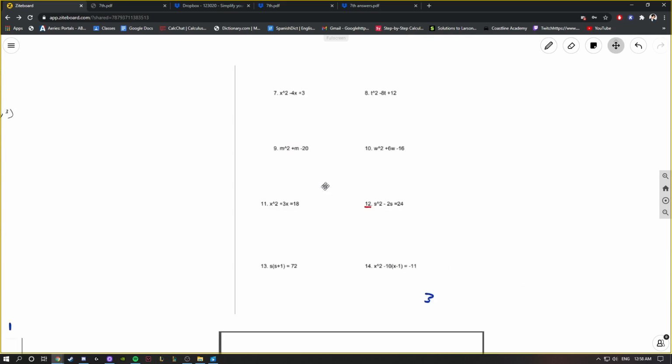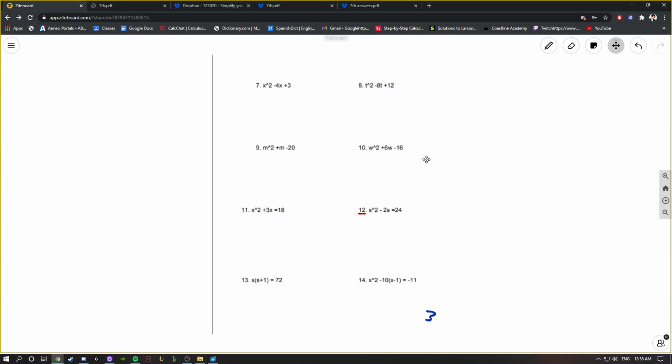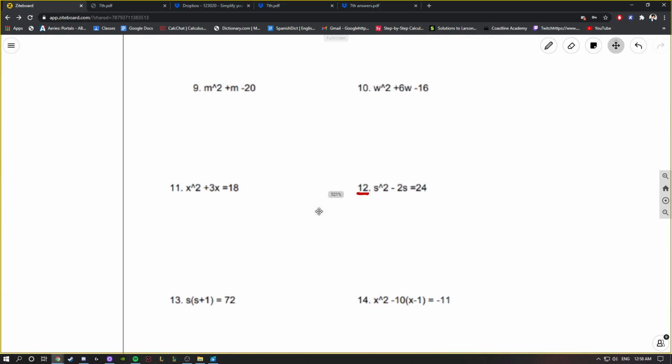That's page 2 done. Moving on to page 3, we can do number 12. So, when we're factoring and we have a quadratic or an exponent to the squared, we don't want it to equal a number on the right side. So what we can do is, instead, we can move this 24 to this side of the equation by subtracting it, and set the entire equation equal to 0.